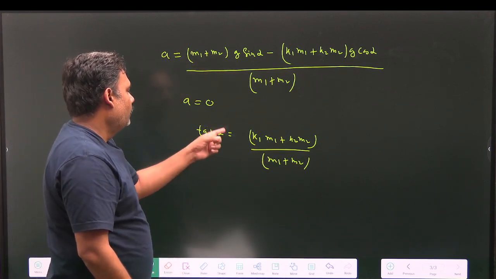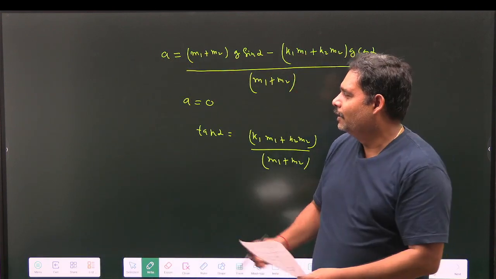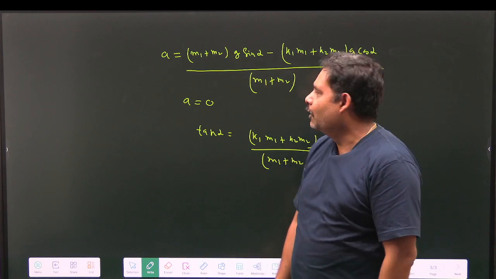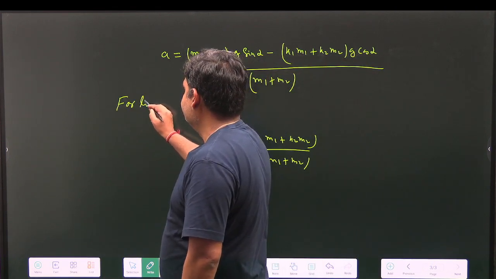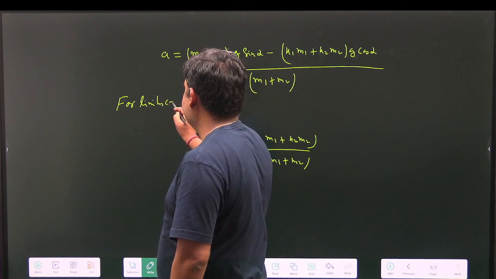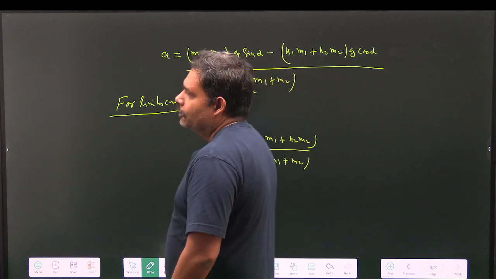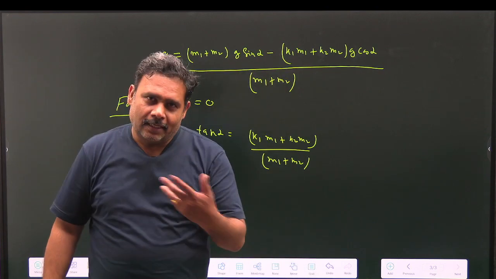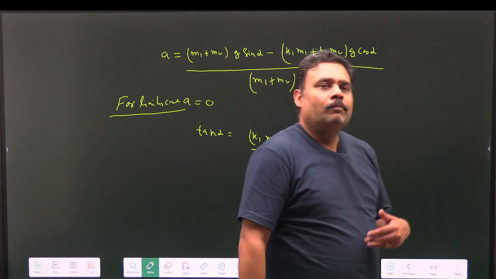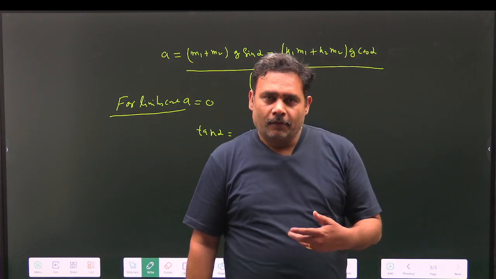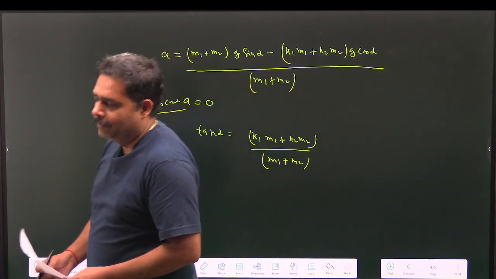At this particular value of alpha, both the blocks are just about to slide; this is the limiting case. So we can easily calculate all of this. Students, it's a wonderful problem. Just try to solve it yourself. Once you solve this type of problem, you will get confidence and you can solve much harder problems in a very efficient way. Thank you.